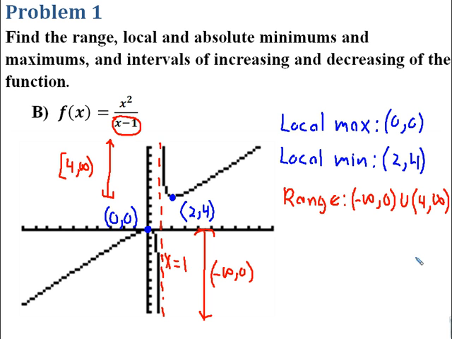Then last part, increasing and decreasing. Going left to right, my function starts off by increasing up to this first maximum. So we'd say increasing from negative infinity to x equals 0. Union, increasing again from 2 to infinity.